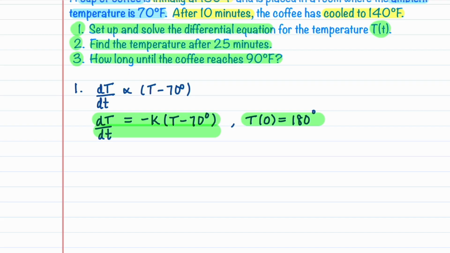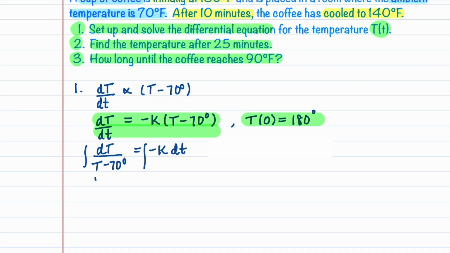Notice that our equation is what we call a separable differential equation. I have a video on separable differential equations if you want to review that. We're going to start by separating the variables. Let's put the temperature, capital T, on the left, and let's put the time, little t, on the right. We're going to write this as dT over T minus 70 degrees is equal to minus k dt. Now we can integrate both sides.